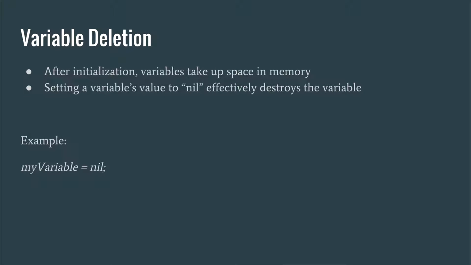After initializing a variable, it's going to take up space in the computer's memory. This typically isn't too drastic when you're using smaller variables, but if you're using a large number of very large variables, you want to make sure that you're undefining the ones that you don't need anymore to prevent them from unnecessarily taking up space within the memory. You can destroy these variables as easily as you created them by simply setting the variable's value to nil, which effectively destroys the variable. So an example would be my variable equals nil. That variable is no longer taking up space because it has an undefined value and it's not storing anything.